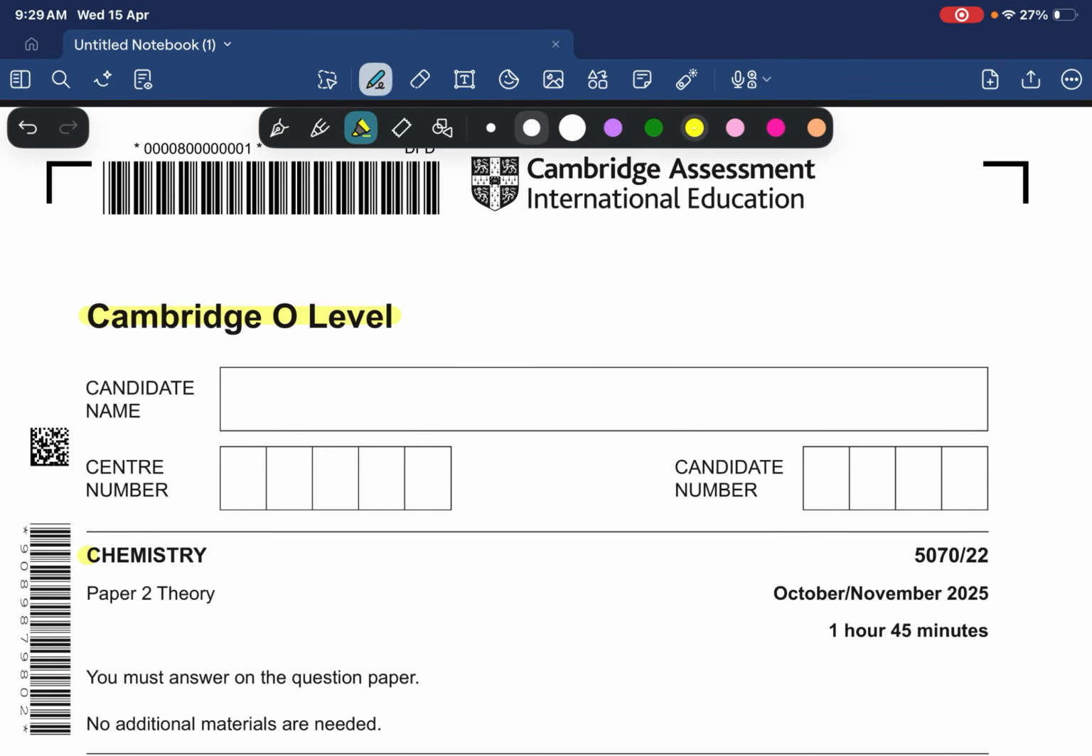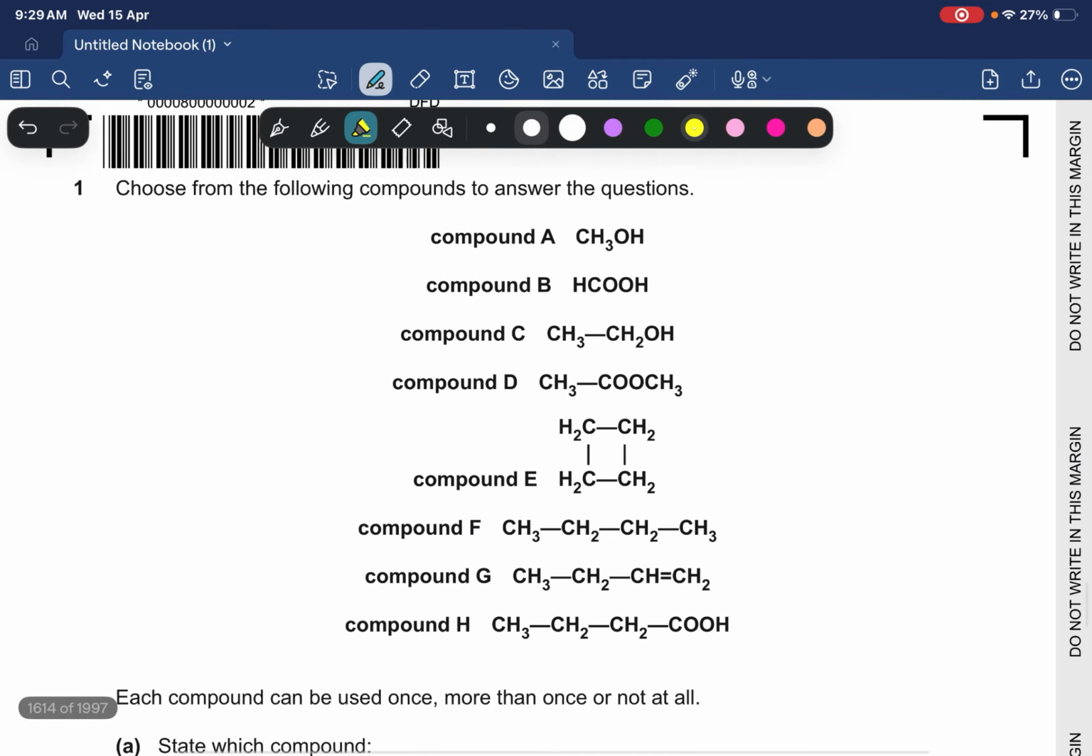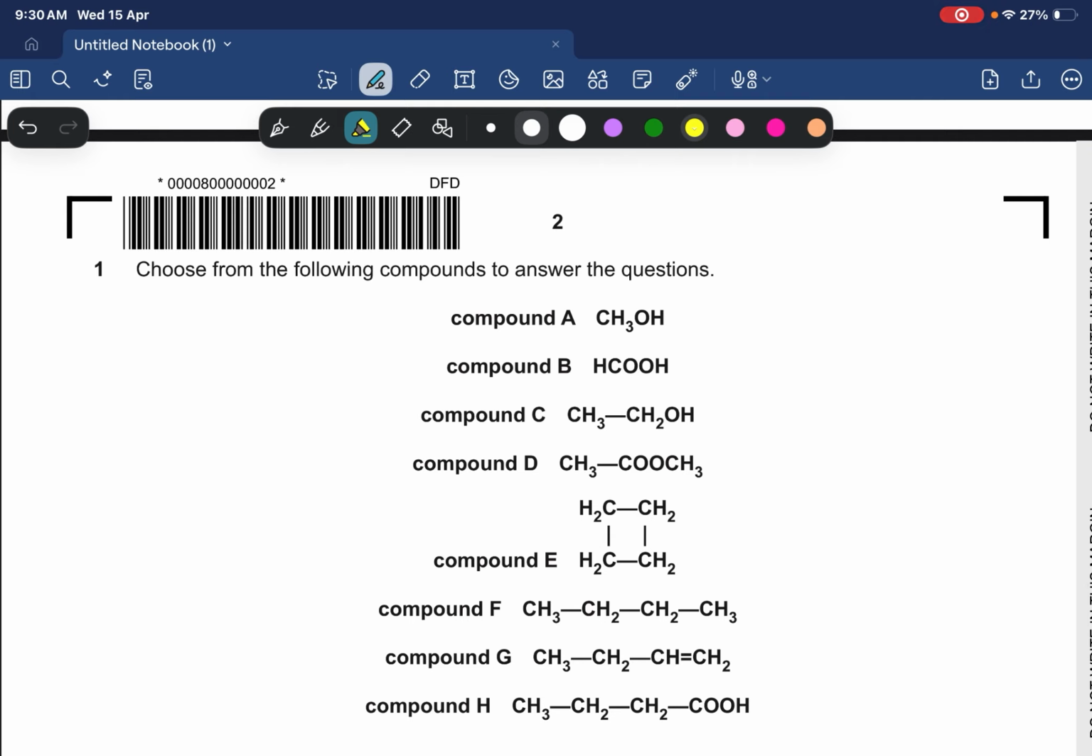Cambridge O Levels Chemistry Paper 2 Theory October-November 2025 Paper 22 is what we are going to be solving today. Choose from the following compounds to answer the questions. So let's see what kind of compounds we have. The first I can see right off is your methanol. Why is it methanol? Because look, we have one carbon that's bonded to 3 hydrogens and there's one OH group over here. So we know this is methanol.